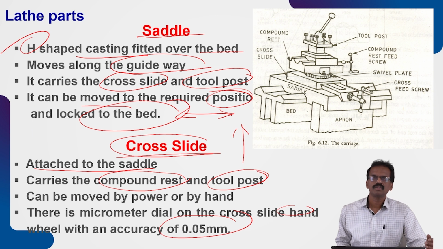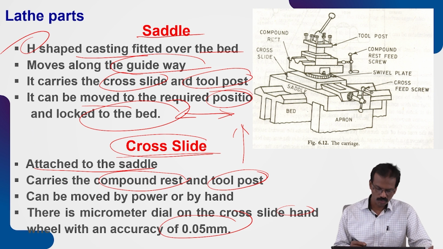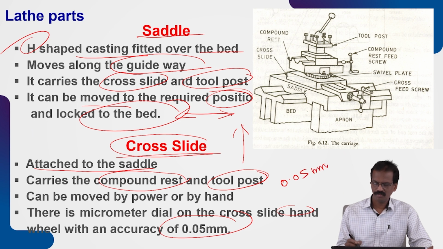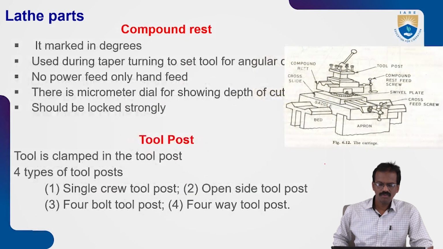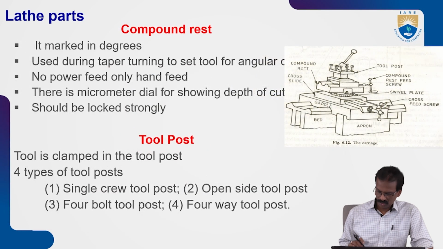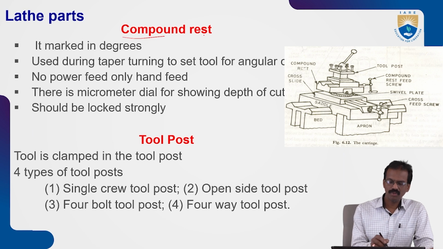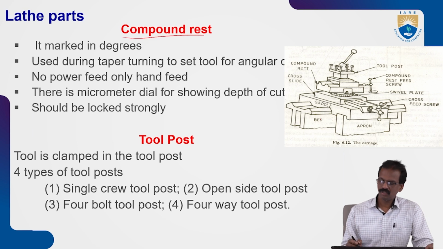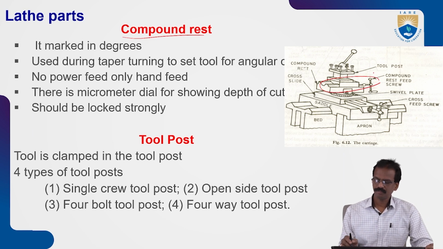Okay. The minimum value is equal to 0.05 mm. Okay. You can see. So next one is the compound rest. So on this cross slide, compound rest is placed. So this is the compound rest.